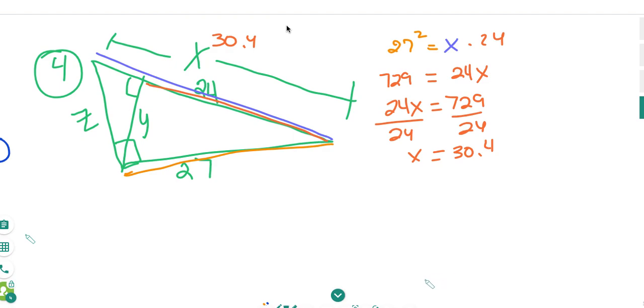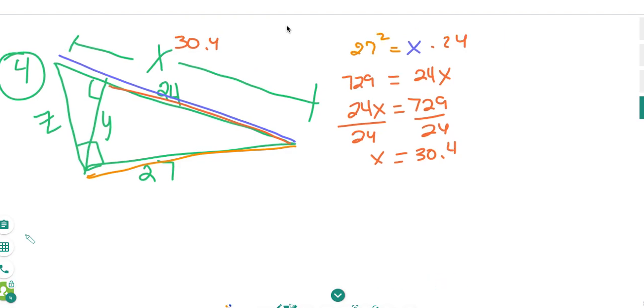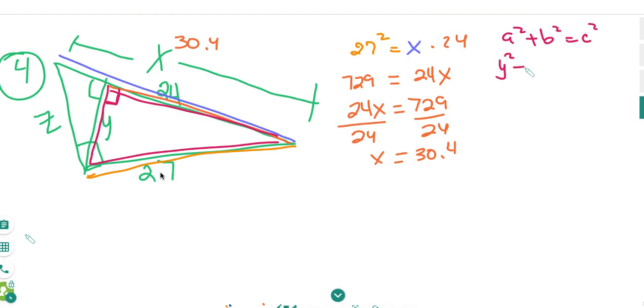So let's take a look at y. Y is going to be in this triangle. So I have y in this triangle. Here is my right angle. So I have a squared plus b squared equals c squared. A squared is going to be y squared plus 24 squared is equal to 27 squared.